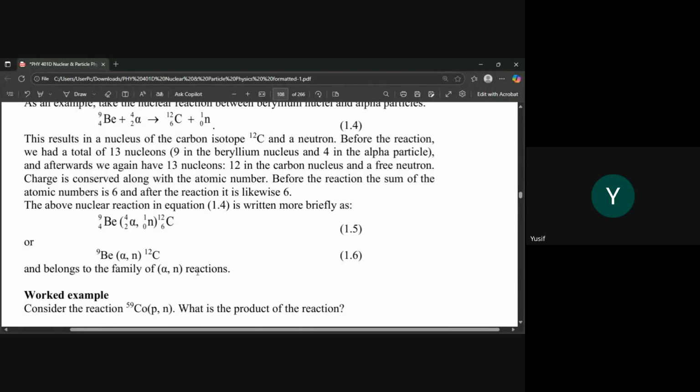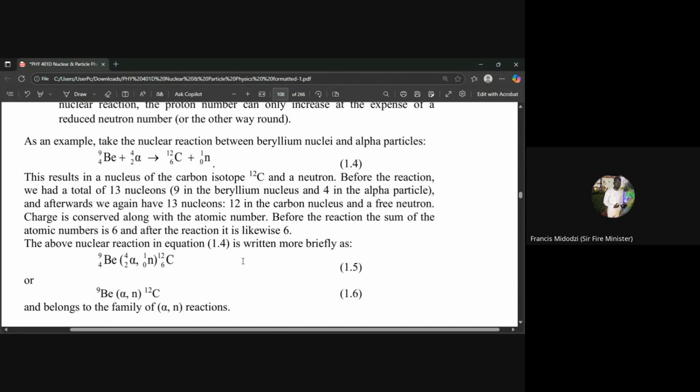So in terms of X, bracket a, b, and then Y: in this case, our X is the beryllium, the parent. Then the alpha particle is the small a. Then the b is a neutron, right? Yes, this is the neutron. And the Y is the carbon. Okay, thank you.